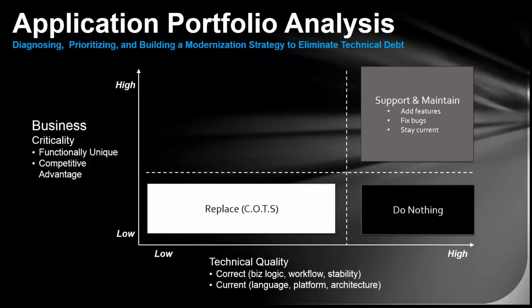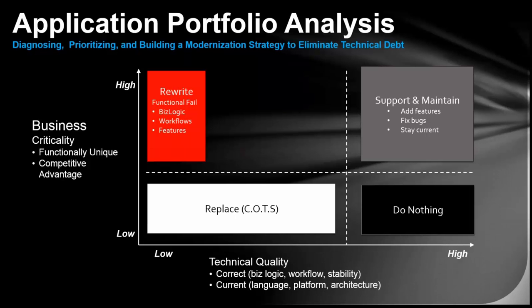So, again, off-the-shelf software. And now we come to perhaps the most interesting quadrant, which is very important to the business but low technical quality. So let's break those applications that fit into this quadrant into further subsections of 3 different categories.